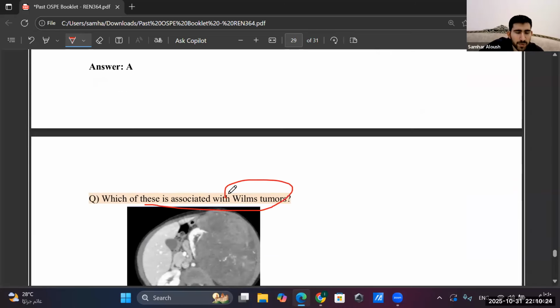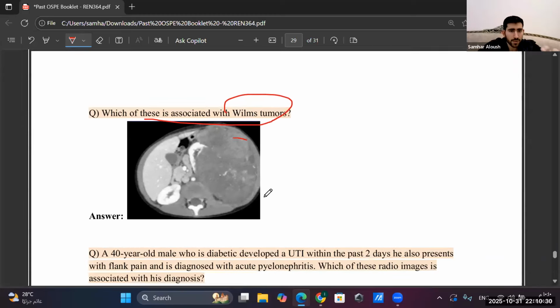Which of these is Wilms tumor? We said Wilms tumor is a very big tumor of the kidney that causes it to be massively large, even larger than a liver. So this one, definitely.